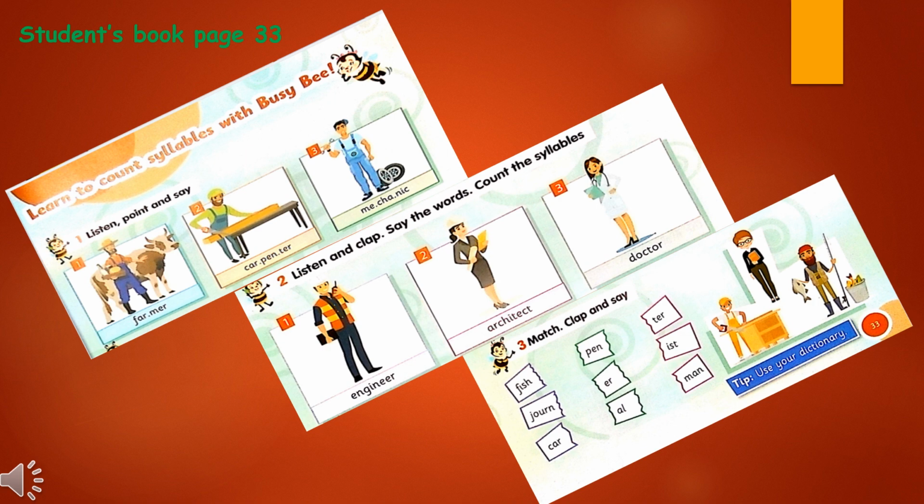Now, in the third exercise, I want you to match the syllables of each word. Yes, fisherman. Yes, the fish with ER and man. Fisherman. Match them. Next. Yes, journalist. Next. Yes, carpenter. Match the 3 parts together.